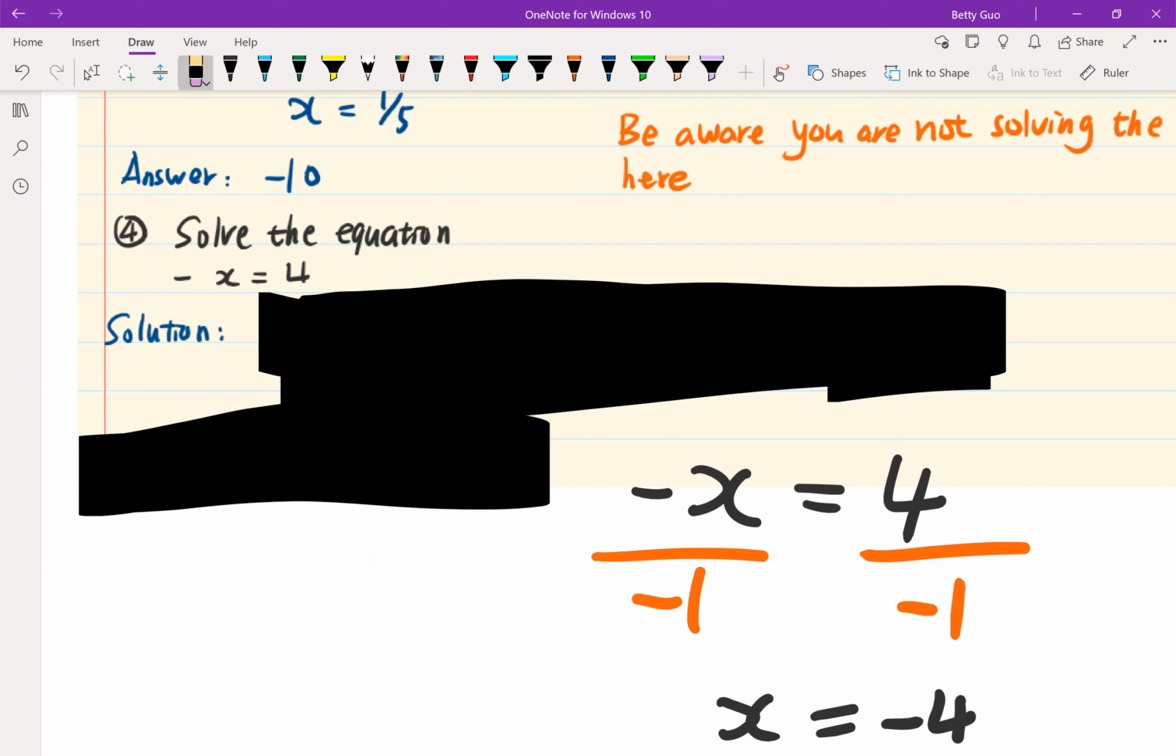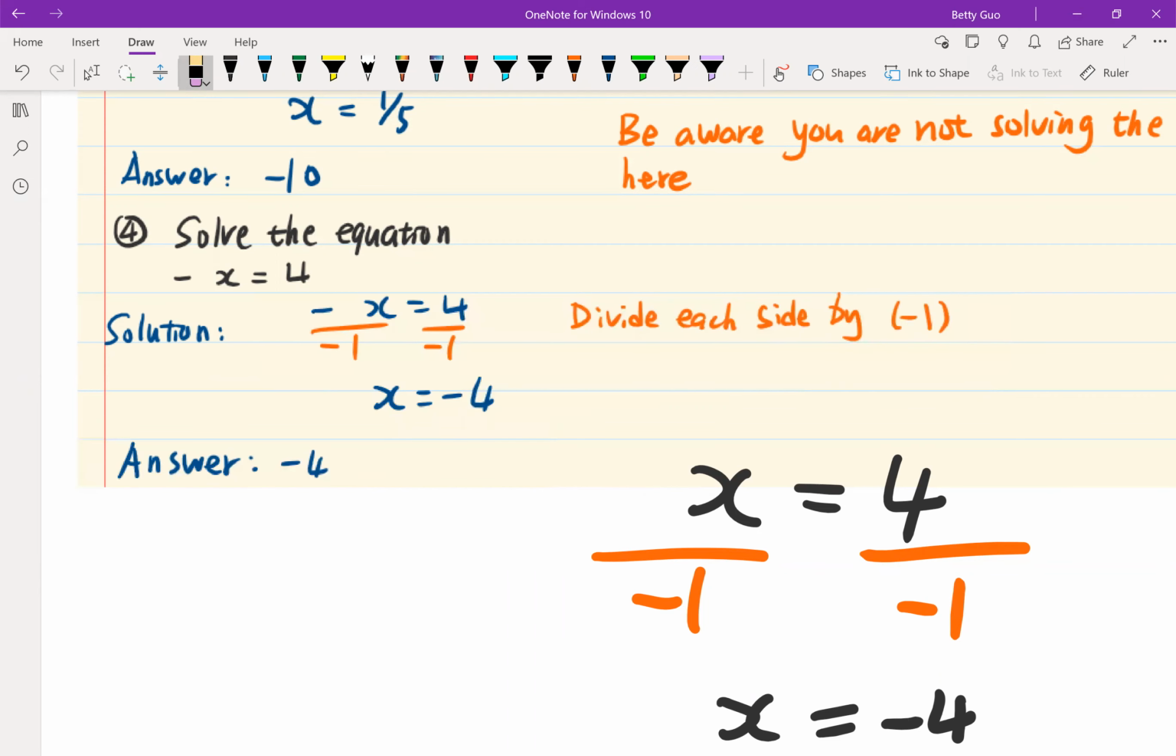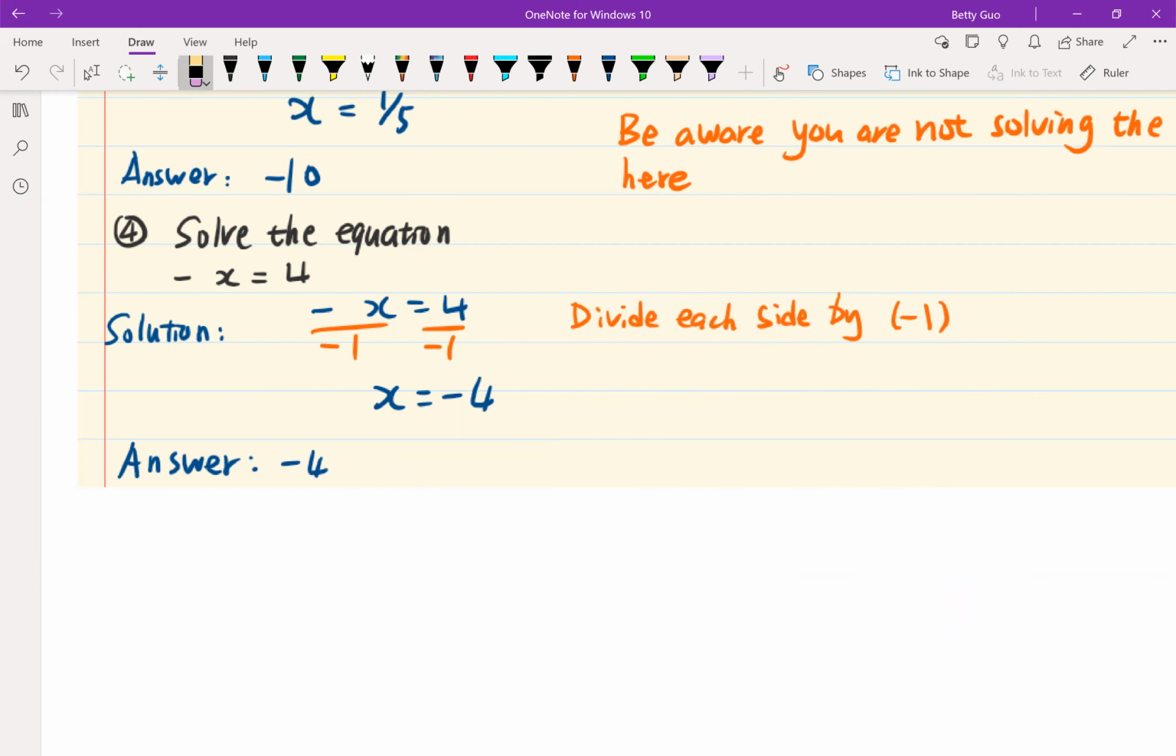This problem is pretty straightforward, very easy. You can also understand this equation as this: the opposite of x is 4. So x is the opposite of 4, right? So that is -4. You see what I'm talking about? The opposite of x is 4, so x is the opposite of 4. The opposite of 4 is -4, so x is -4. So there are different ways to deal with this problem.